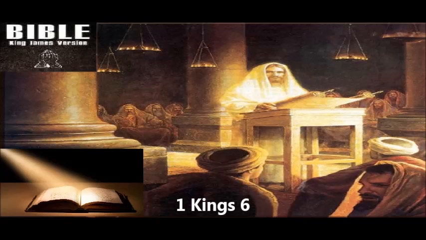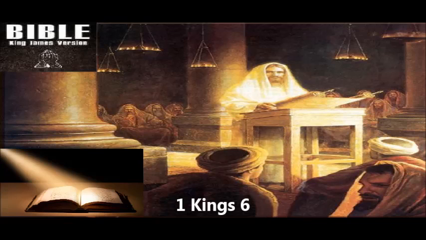The nethermost chamber was 5 cubits broad, and the middle was 6 cubits broad, and the third was 7 cubits broad. For without in the wall of the house he made narrowed rests round about, that the beams should not be fastened in the walls of the house. And the house, when it was in building, was built of stone made ready before it was brought thither, so that there was neither hammer nor axe nor any tool of iron heard in the house while it was in building.